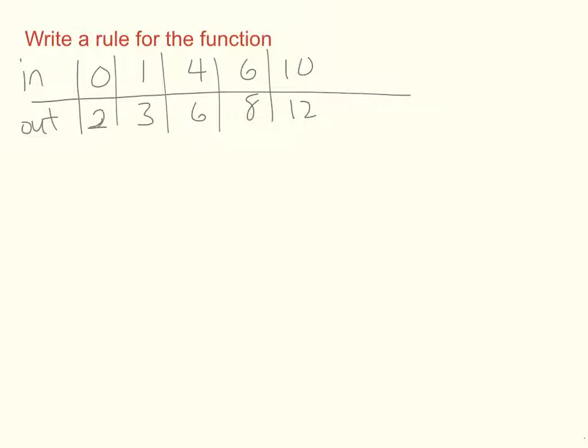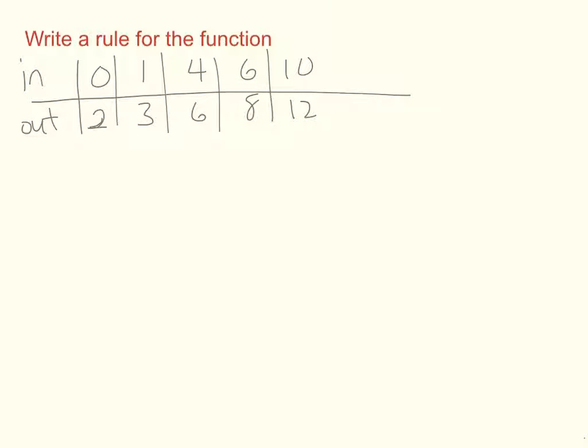Last example is I want to write a rule for this function. I'm given a table representation for a function. I need to come up with the equation. I need to come up with a mathematical description of how we get these outputs from these inputs. So, well, we have to look at and sort of reason out what we think this is going to be.